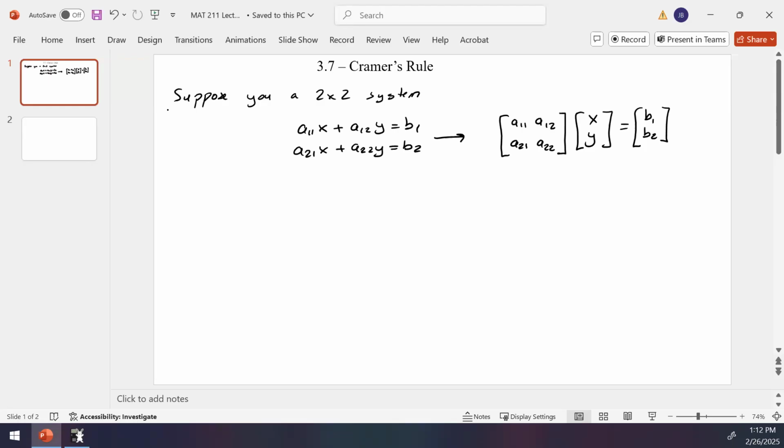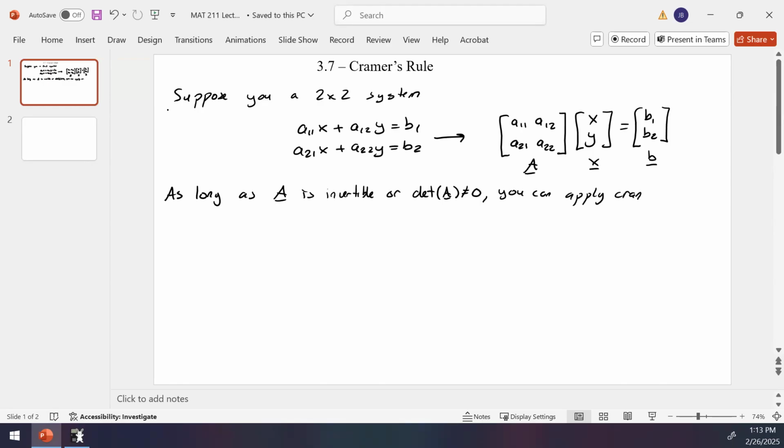So we have our system. We're going to call this matrix A, call this matrix X, and call this matrix B. As long as A is invertible, meaning the determinant of A does not equal 0, you can apply Cramer's rule. Now, you do have to remember how to take a 2x2 determinant.